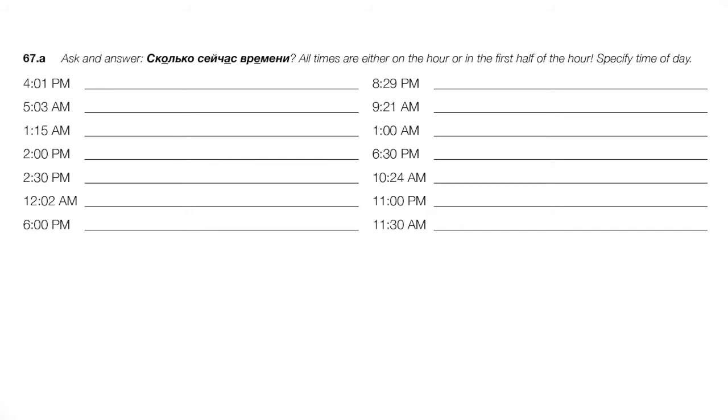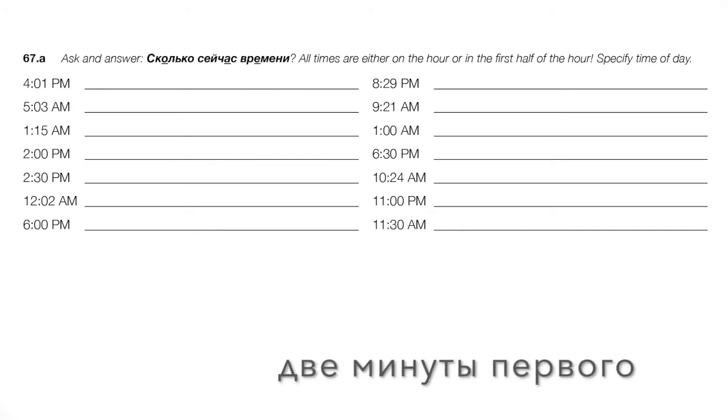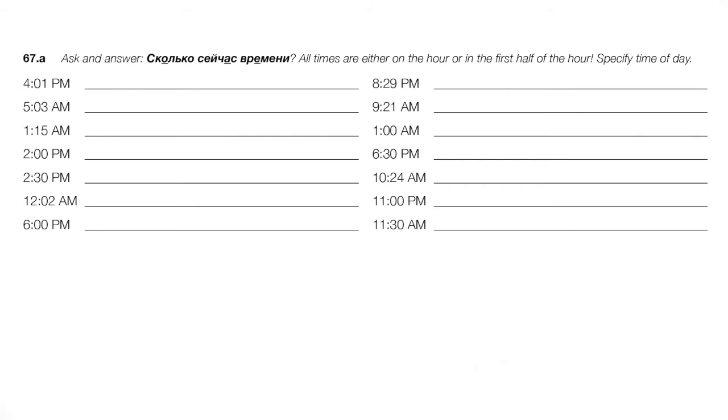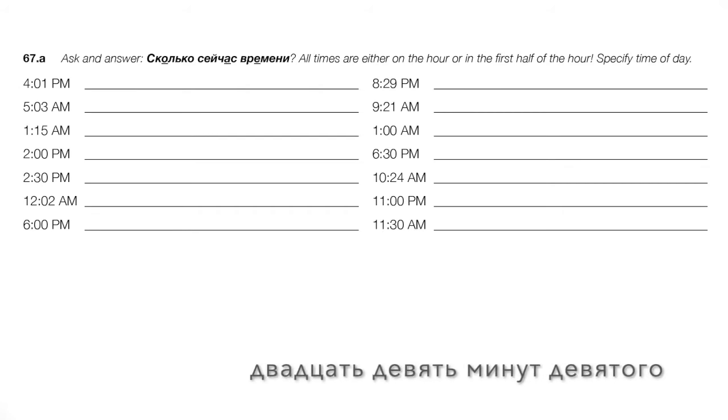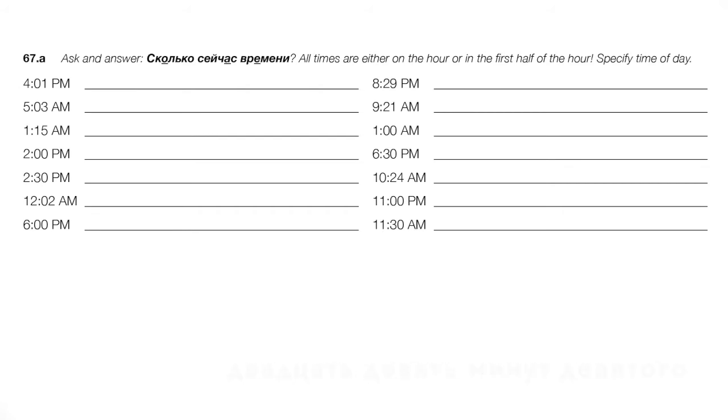12:02. So 2 минуты, right? 2 minutes. 2 минуты первого, right? We're now into the first hour, so to speak. 2 минуты первого and AM. So that's very early morning. That would be ночи, right? 2 минуты первого ночи. 6 p.m. We're on the hour. That's easy. 6 часов вечера, we could say, right? Of the evening. 8:29 p.m. 29 минут девятого вечера, right? That's still evening, right? We would say of the evening, вечера.